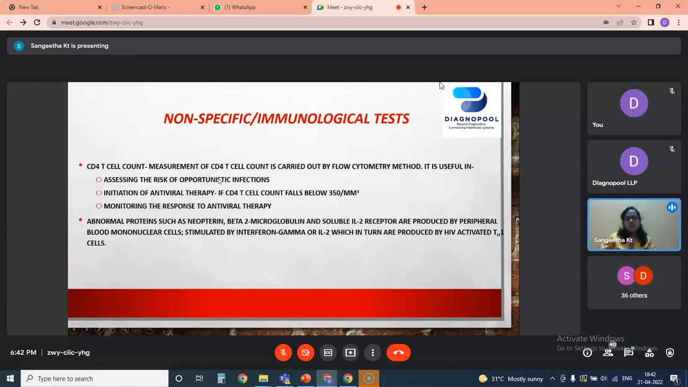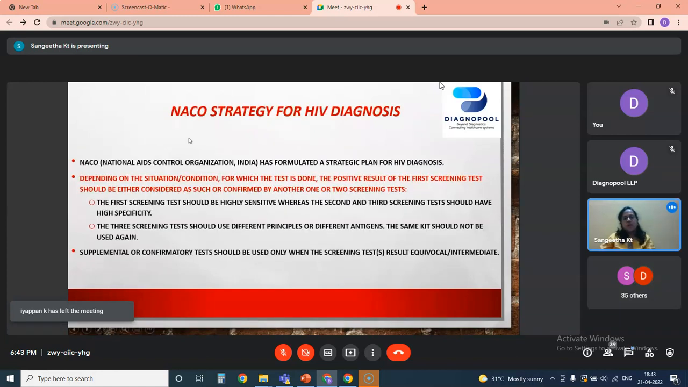Now next are some of the tests which are used for monitoring HIV, that is the CD4 T cell count, which helps in assessing the risk of opportunistic infection and initiation of antiviral therapy. We also have abnormal proteins such as neopterin and beta-2 microglobulin, which are stimulated by the interferon gamma, which in turn is produced by the HIV-activated T cells. So these tests are mainly used for monitoring HIV disease progression or the response to antiviral therapy.